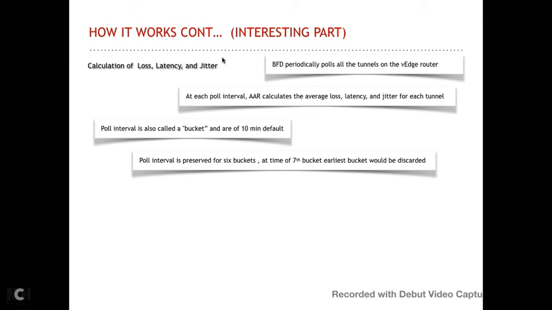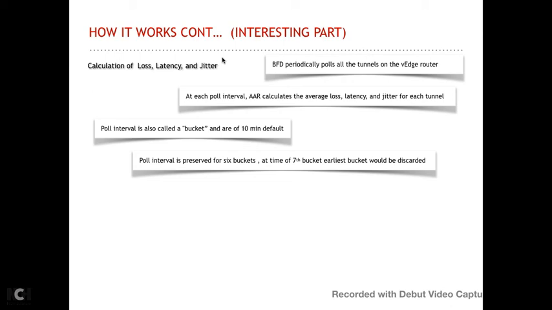So you always have the latest information. That is buckets 2, 3, 4, 5, 6, and again one comes as bucket 7. So the beauty of this is you always have the latest real-time information being used to calculate the average by these buckets, or the poll intervals, by AAR, which calculates the average with the help of these BFD packets stored in these poll intervals, called buckets, to give you the actual, best and realistic performance of the health of your transport, which is best suited for your enterprise applications.